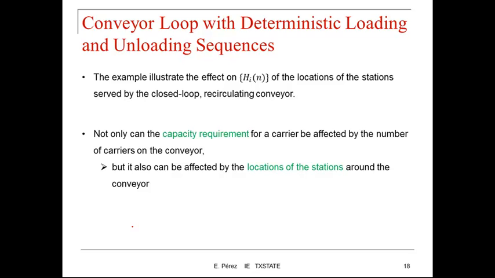The example illustrates the effect on the capacity requirement of the location of the stations served by the closed-loop recirculating conveyor. Not only can the capacity requirement for the carrier be affected by the number of carriers on the conveyor, but it also can be affected by the location of the stations around the conveyor.